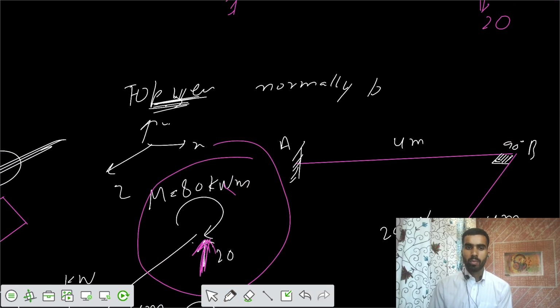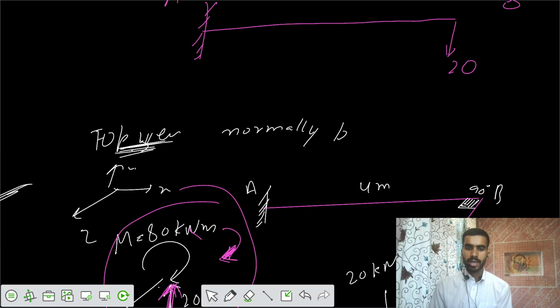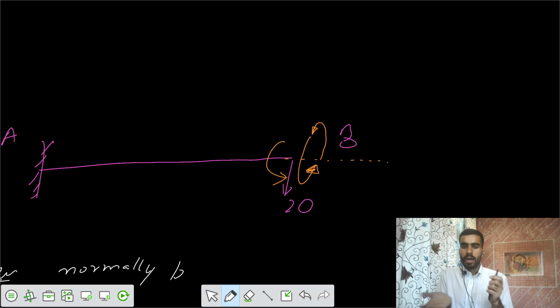And you have a moment of 80 that's clockwise. That's clockwise developed, which means on the other side it would be anti-clockwise. So there is an anti-clockwise moment, such that this moment is along the polar axis. It looks like this. If you have an anti-clockwise torque, you rotate your right hand anti-clockwise such that the thumb points away from the section.